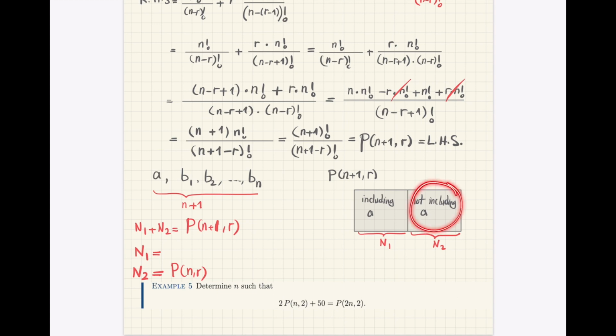I am interested in R permutations, but for some reason, I don't like A. I want to have R choices, but I don't like to have A. So it means that I need to choose R objects from these N left objects. Do you agree with me or not? Everyone agrees? Confirm that, yes or no? Yes. Okay, good.